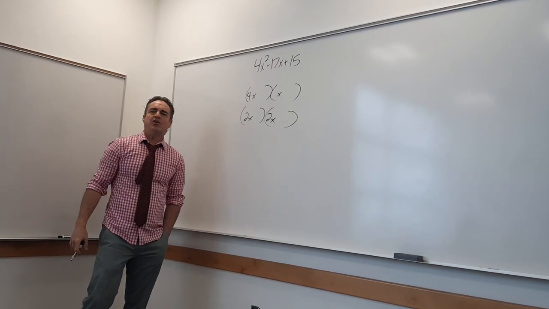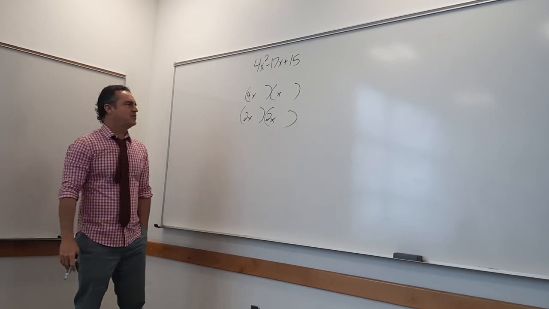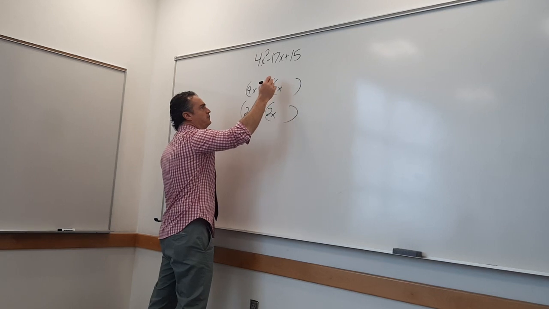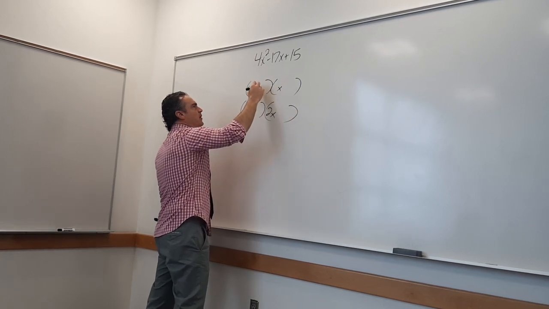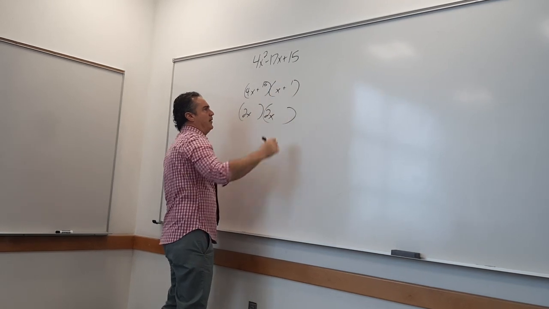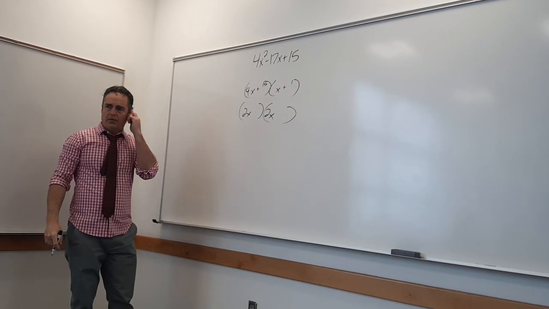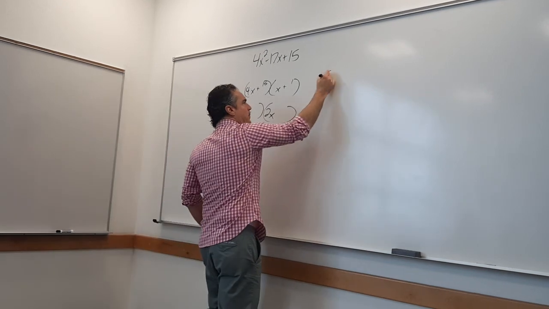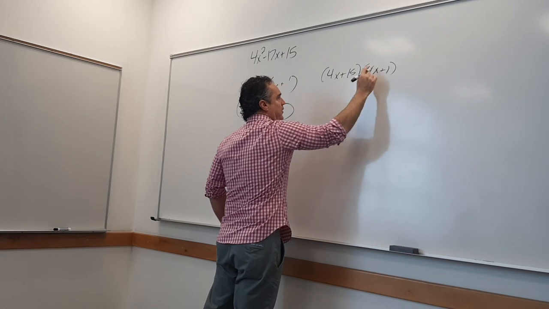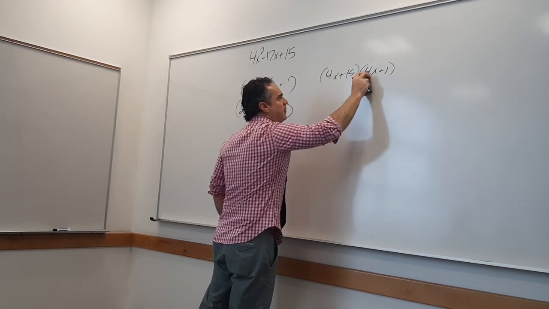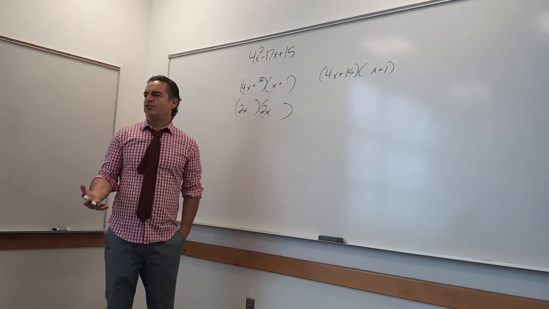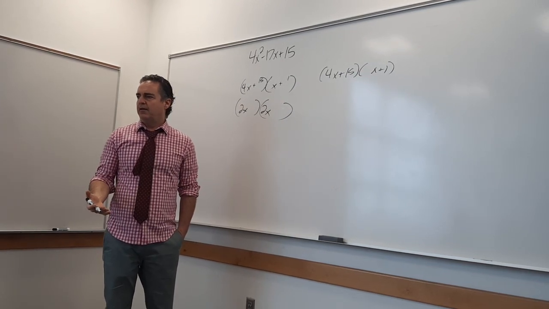And this is what your teachers taught you way back when. This could be, look up here, plus 15 and plus 1. So I could have 4x plus 15 and x plus 1. Sorry, not 4x, just x. My bad. Okay, x plus 1. Do you understand why? Because your last two terms when multiplied together have to make 15.